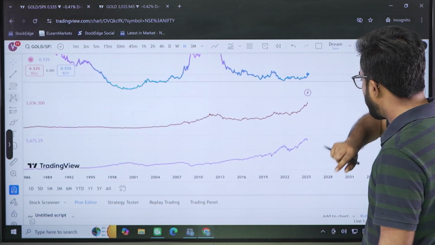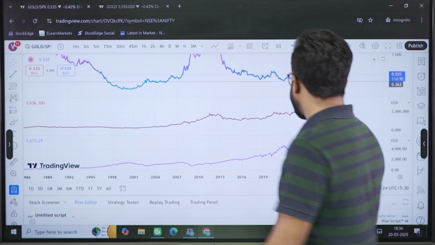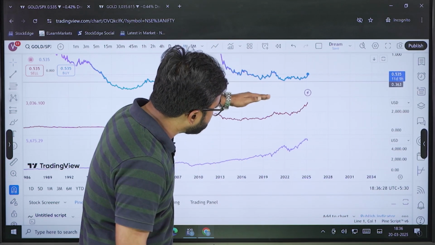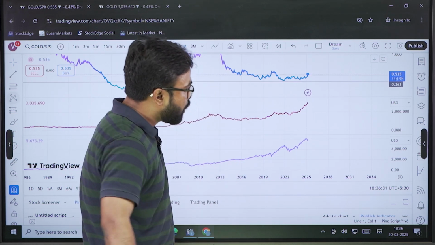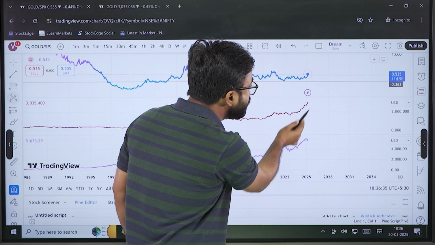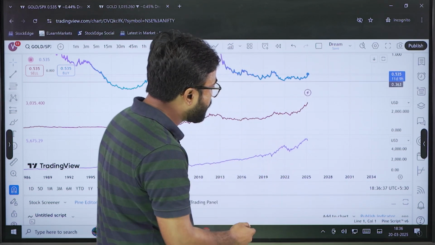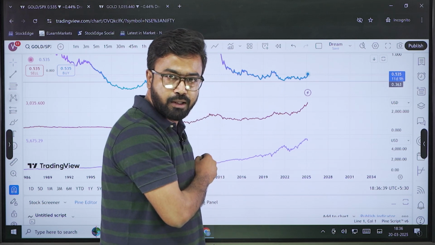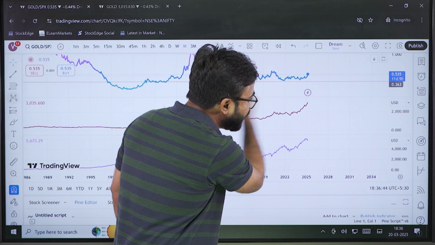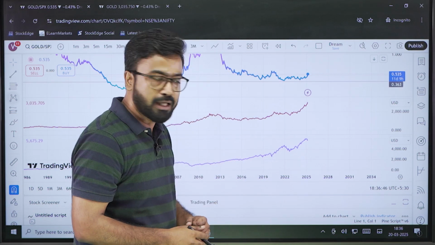Perfect. Now, if you look at the current scenario, suppose you don't look at this chart, you just look at this chart and this chart. It looks like there is a greater possibility of gold moving higher than the S&P 500, and the S&P 500 is already turning down while gold is moving higher, at an all-time high, right?